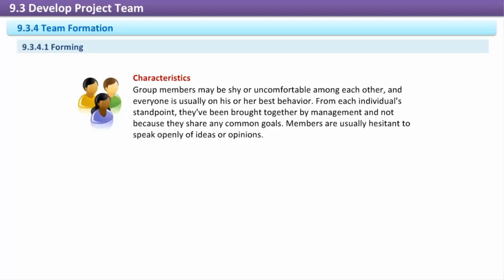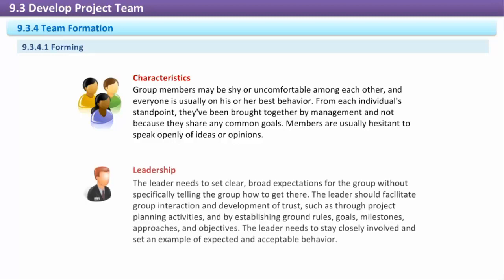behavior. From each individual's standpoint, they've been brought together by management and not because they share any common goals. Members are usually hesitant to speak openly of ideas or opinions.